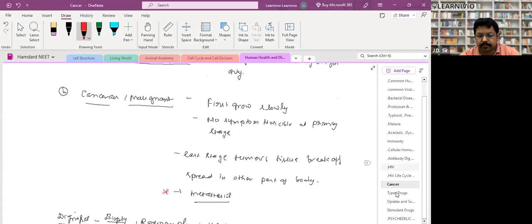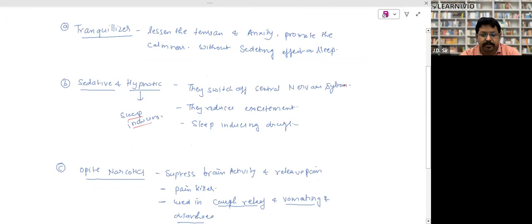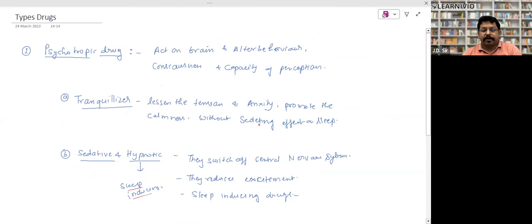Now it comes to the drugs. It's a very big chapter, but it's very important. You will get questions from drugs. They are few, but they are there. They have been asked. Now, the types of drugs. Drug, we always take in the negative sense, but the word drug is not a negative word. Nowadays, medical shops are called drug shops, right?